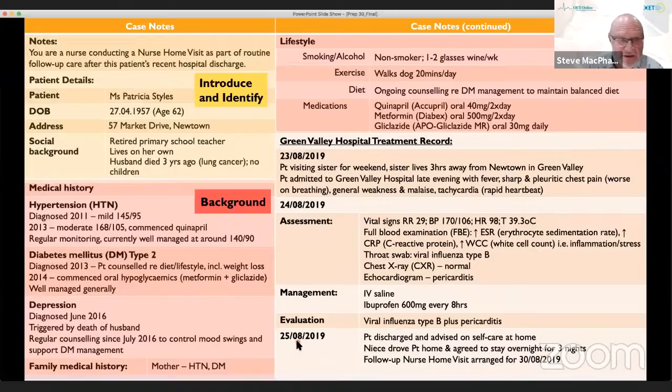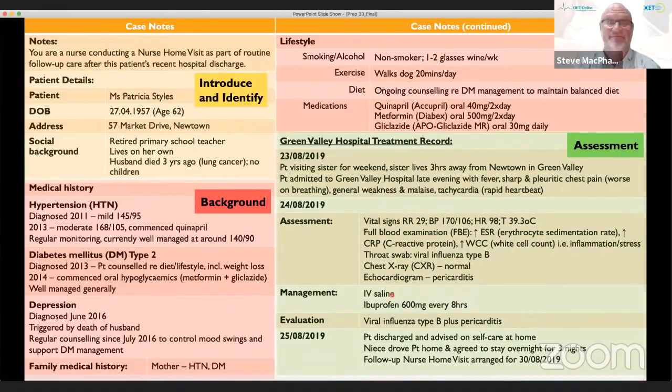On the 25th, one day later, she was discharged and advised to self-care at home. The niece drove the patient home and agreed to stay overnight for 3 nights, with a follow-up nurse home visit arranged on the 30th, 1 week later. So here, no prizes for guessing, that's the assessment section of the ISBAR. We've introduced and identified, we've got the background. Now this section is the assessment, the details that relate to her chief complaint or diagnosis of pericarditis. There it is, everyone.